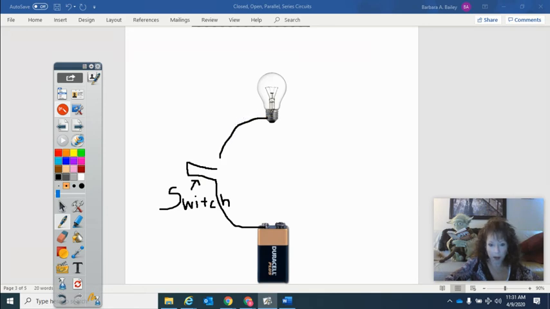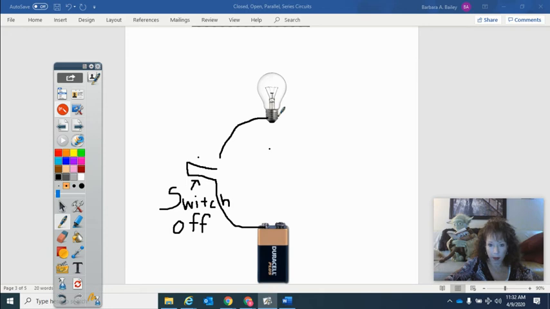And if you notice, there's a break right there. So when the switch is in the off position, and maybe I'll write that underneath. When the switch is off, it's going to put a break in the circuit. So it does not make a complete loop. You can see there's a break right there.